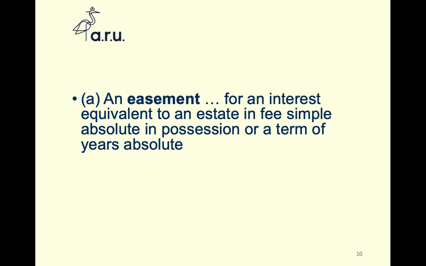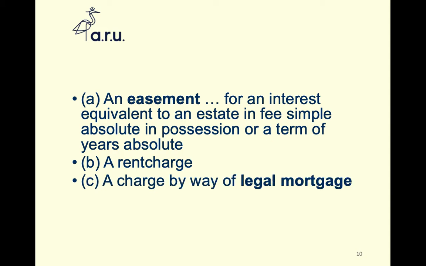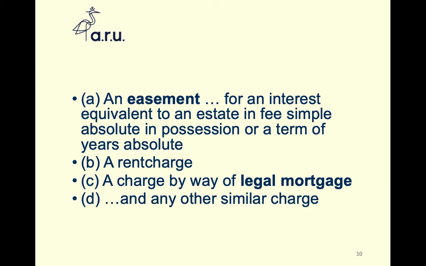Section 1.2(a), an easement. I won't discuss the rest with you right this second, but let's just take it as an easement. A rent charge, which you will not need to ever cover in this module. It's a very old-fashioned way of holding on to land that we don't look at any longer. A charge by way of legal mortgage, so that's the bank's first mortgage on the property in return for money, a legal mortgage. Any other similar charge would then be any future mortgages. So if the bank lent more money on the same property, that would be another charge.